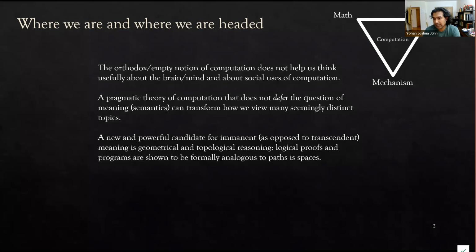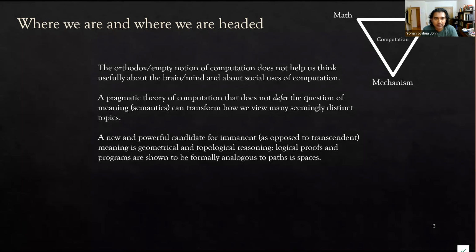So in this chapter, we touched briefly on the type theory stuff, but here he's entering into homotopy type theory, where the topological way of thinking comes in, which is a relatively recent development in the past couple of decades. This is my gloss on this: there's a new and powerful candidate for immanent as opposed to transcendent meaning.